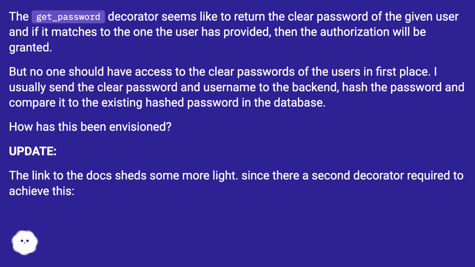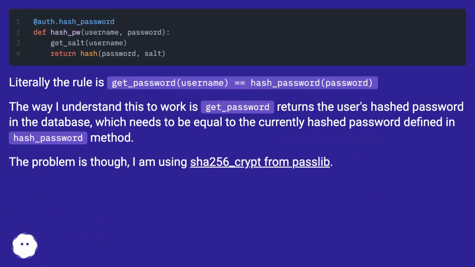Update: the link to the docs sheds some more light, since there is a second decorator required to achieve this. Literally the rule is get_password(username) == hash_password(password). The way I understand this to work is get_password returns the user's hashed password in the database, which needs to be equal to the currently hashed password defined in the hash_password method.